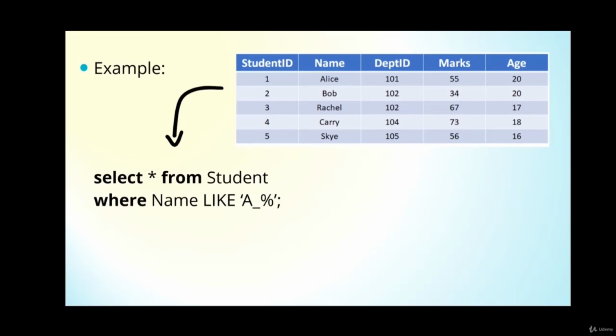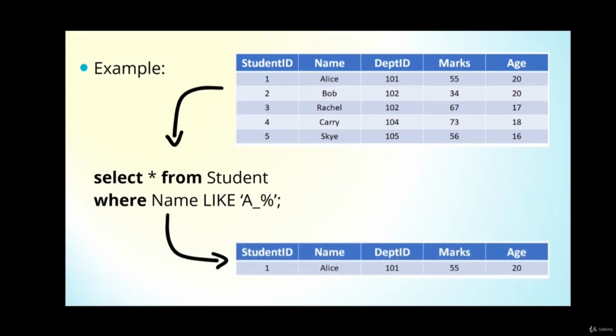So after executing this query, we'll get the output where the details of Alice are displayed because her name begins with A. If you write the percentage sign before A, then it depicts that the word ends with A.